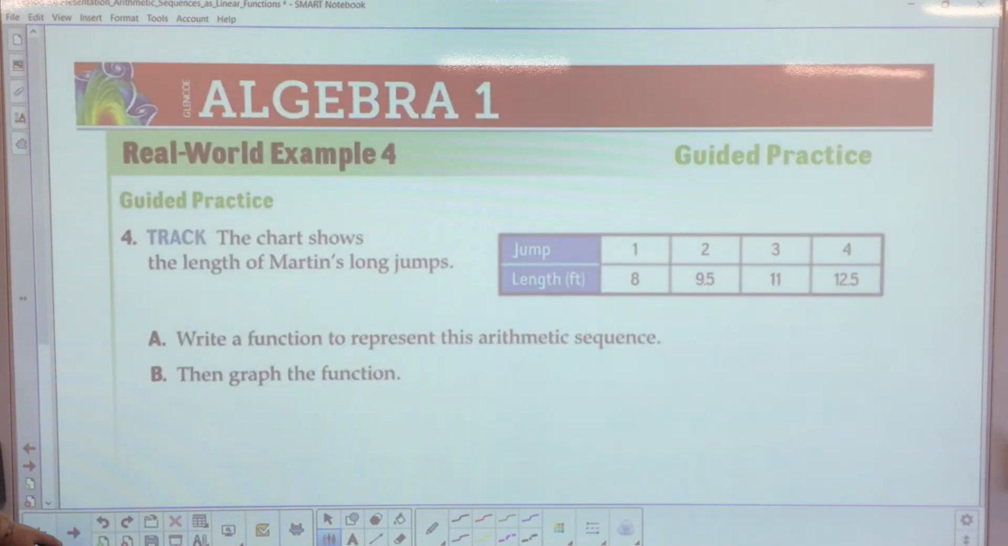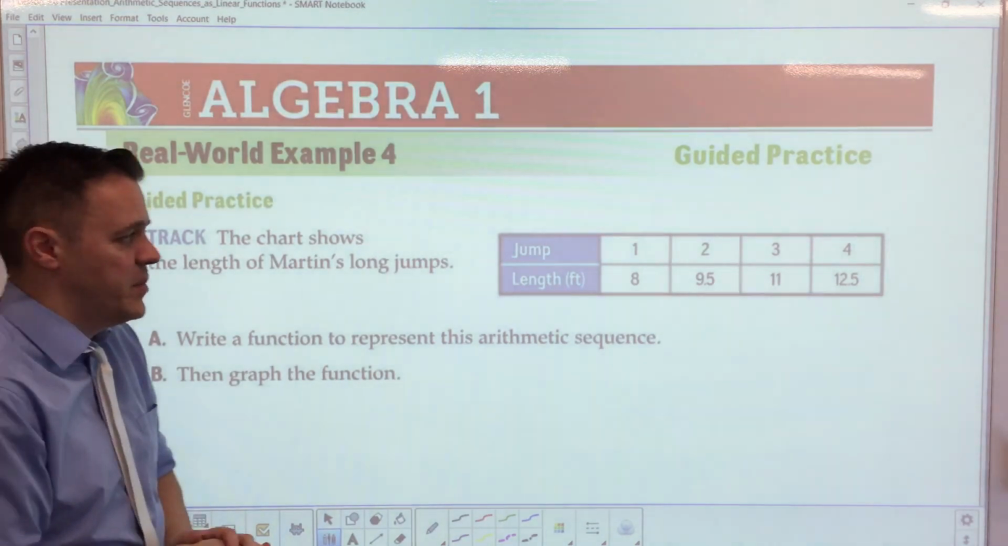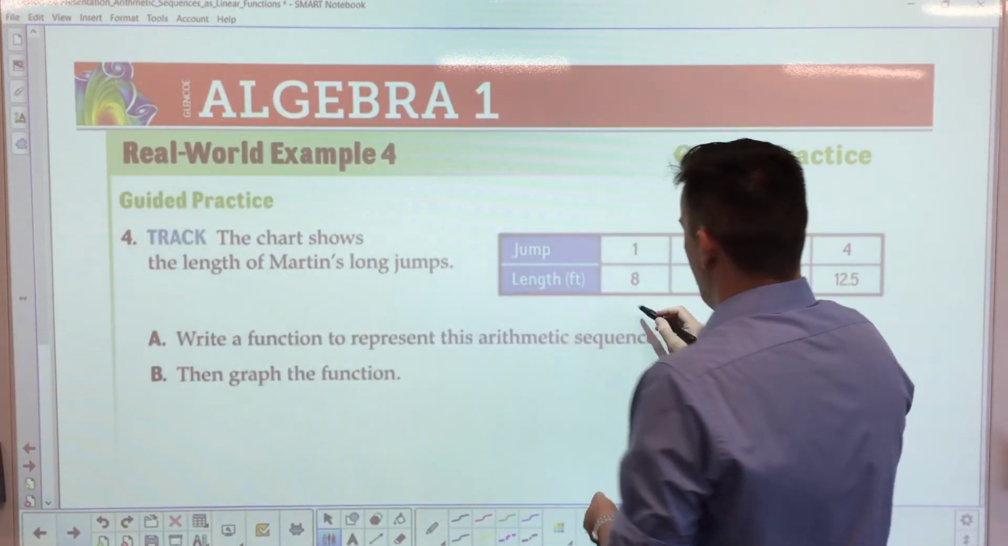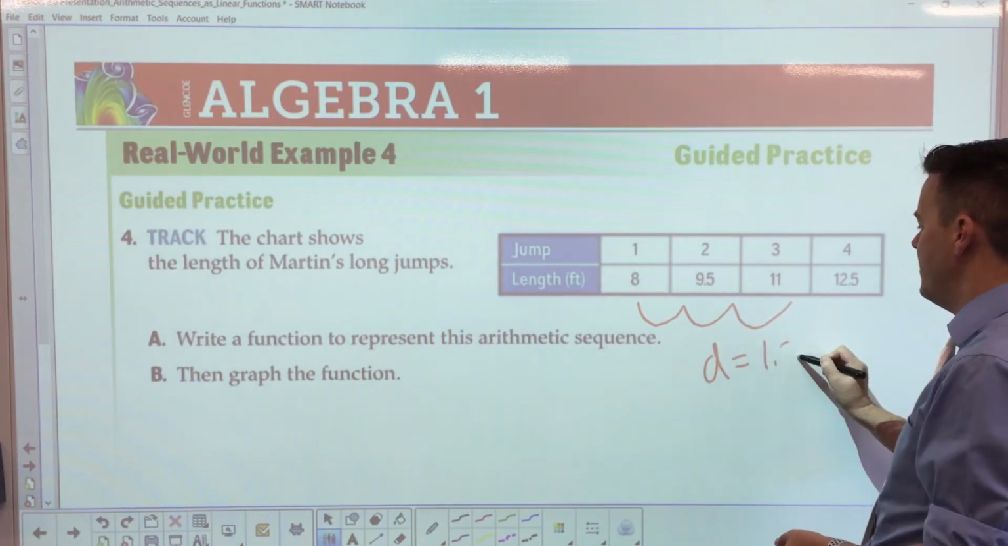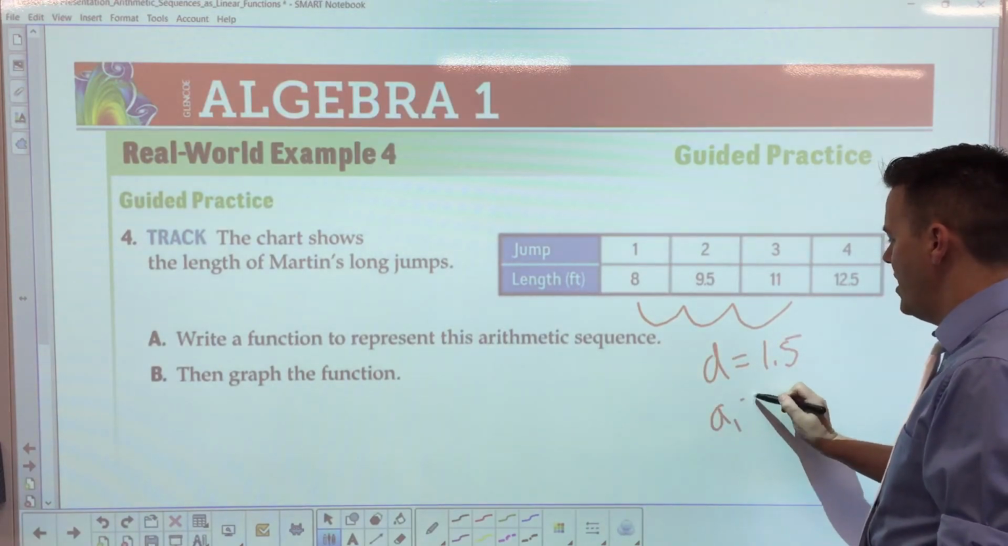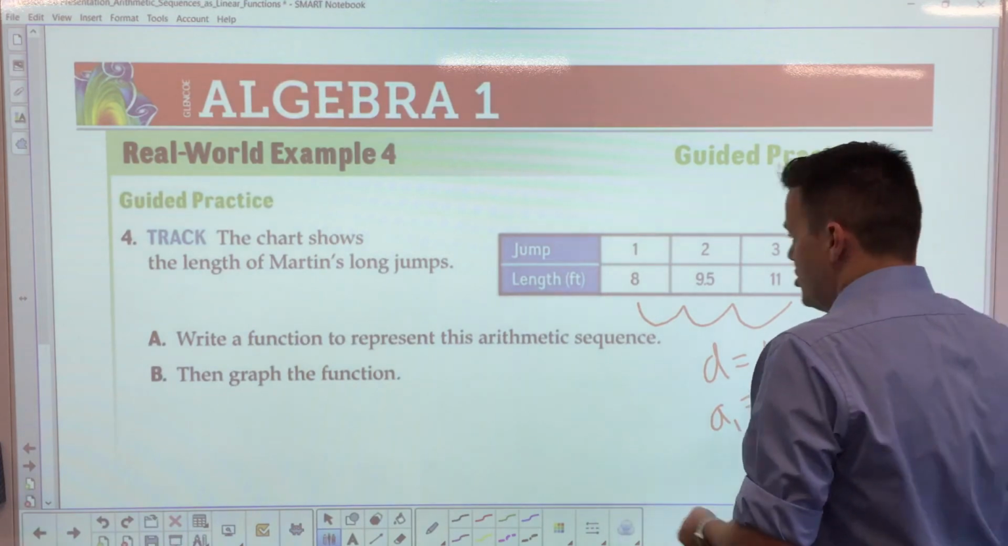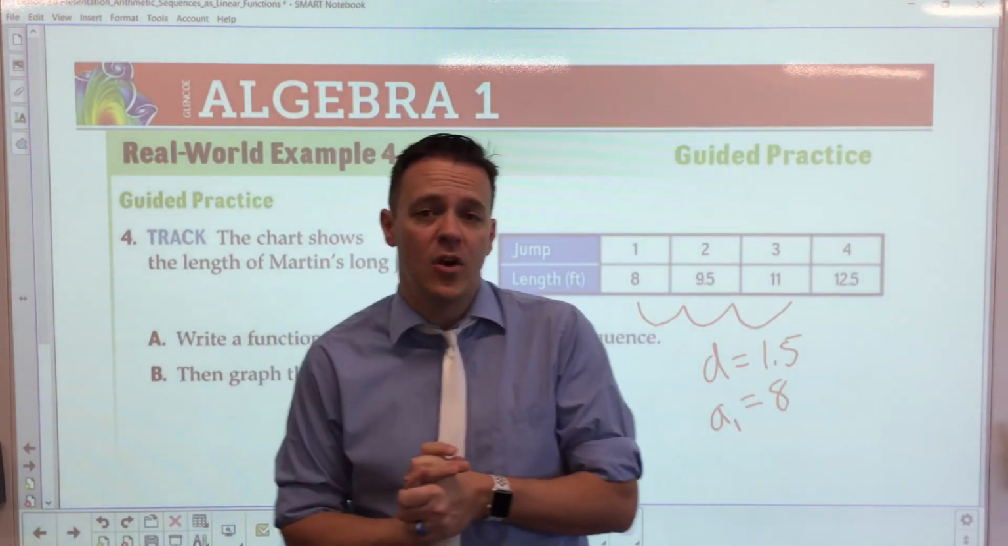All right, so what they have is the following, ladies and gentlemen. This will be the last piece of the puzzle. Use the knowledge that we have. The d on this one equals 1.5, and then your a1 is 8. You should be able to write the graph at that point and go from there.